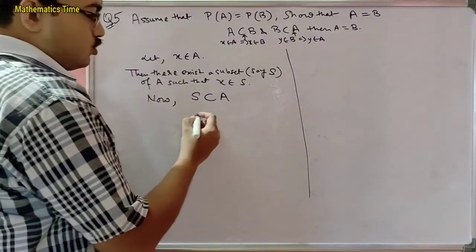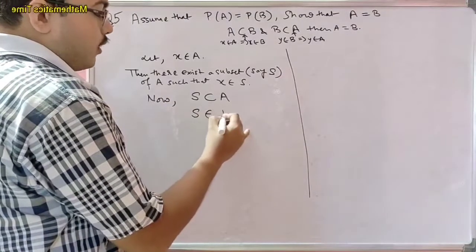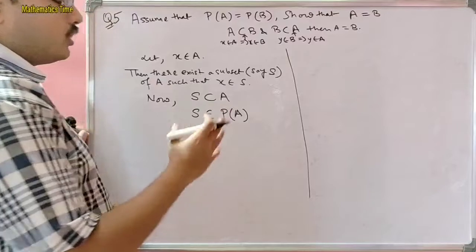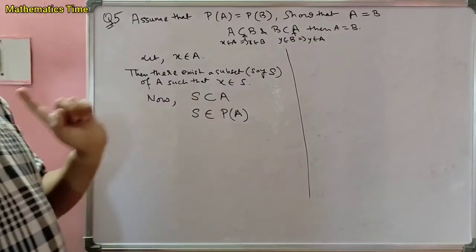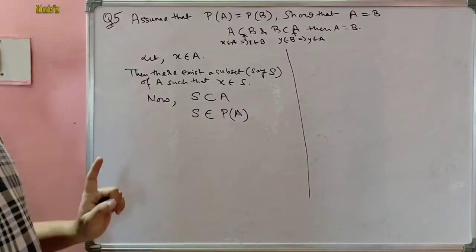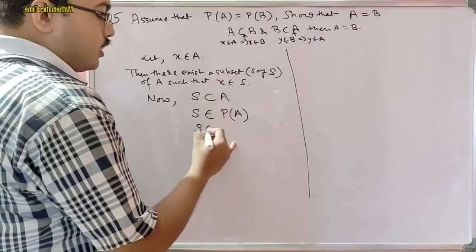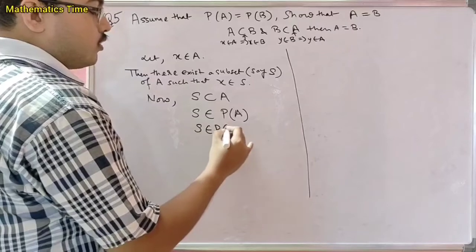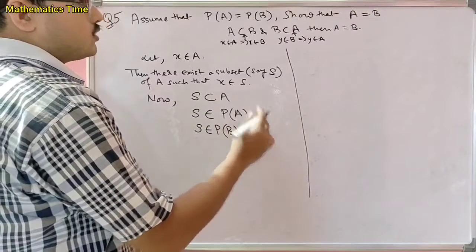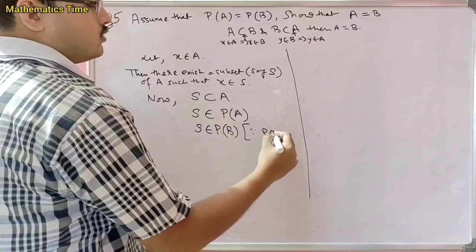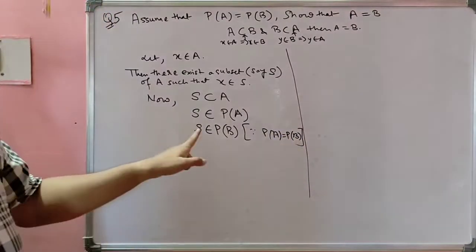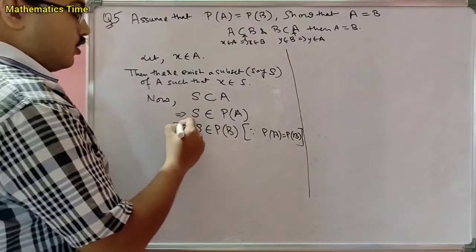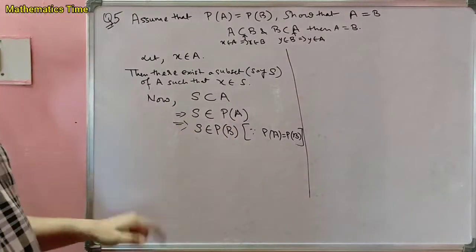So S will belong to the power set of A. Why? Power set of A contains all the subsets of A. So definitely S will be a member of the power set of A. Now we are saying that S is also a member of the power set of B. How? Since it is given that power set of A is equal to power set of B. It's given. So S is also an element of the power set of B.